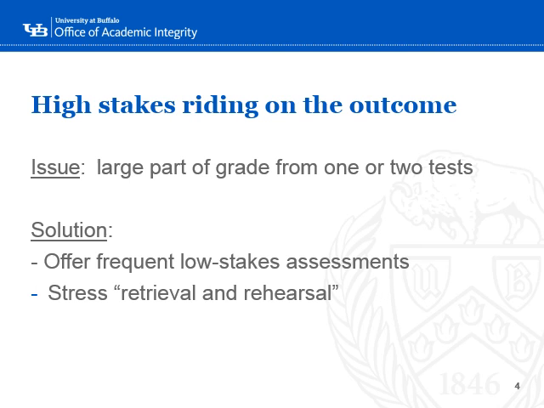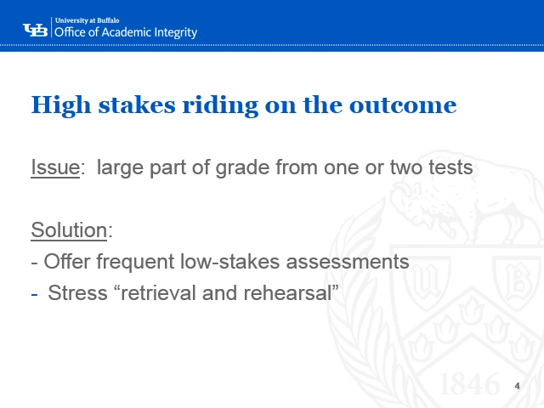So the second reason ties very closely to the first one. This is high stakes riding on the outcome. So the issue is a large part of your grade coming from 1 or 2 tests. In 2008, 2009, there was a scandal in Atlanta over administrators altering test scores in the K-12 sector. You may remember. Students weren't cheating in this instance. The administration was. They had jobs riding on the performance of their teachers, so they altered the test grades of students. So we can see that there were very high stakes involved.